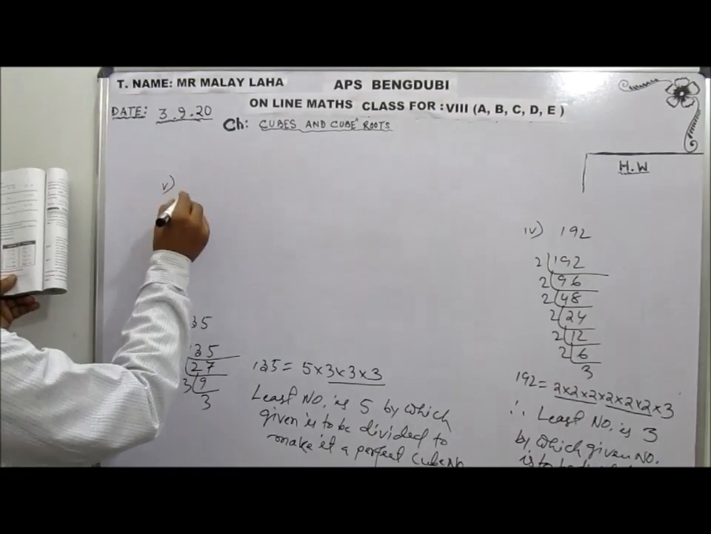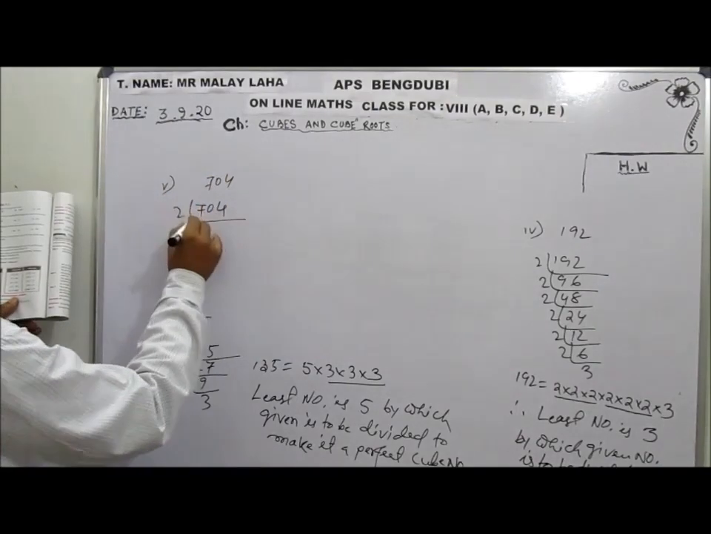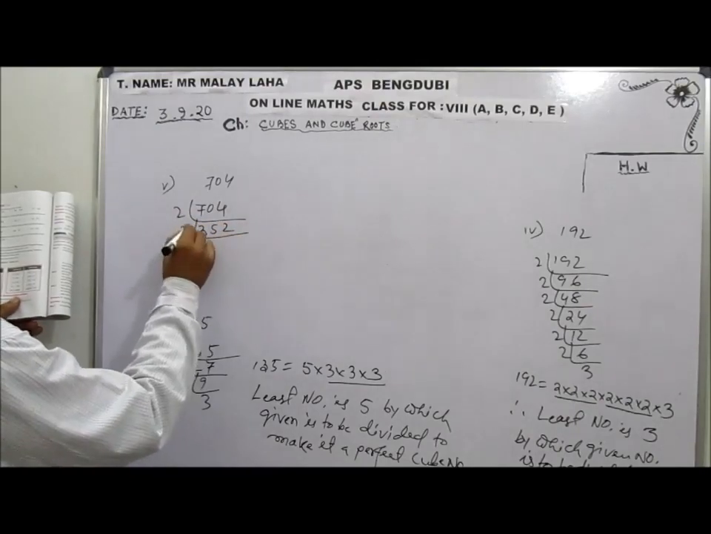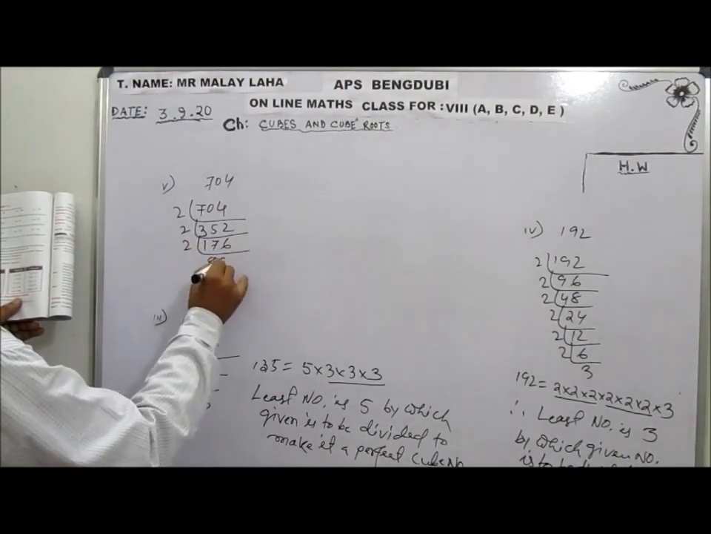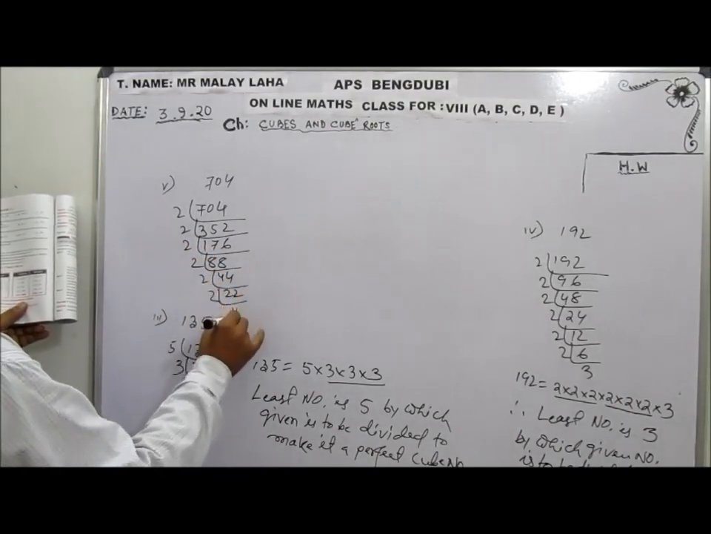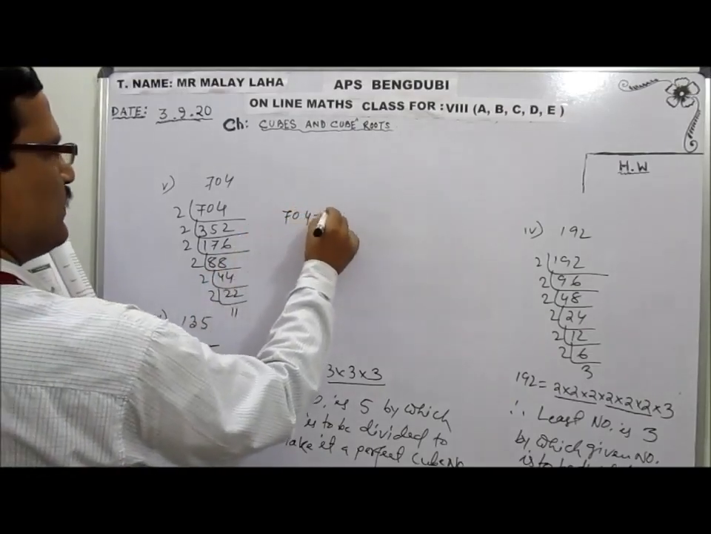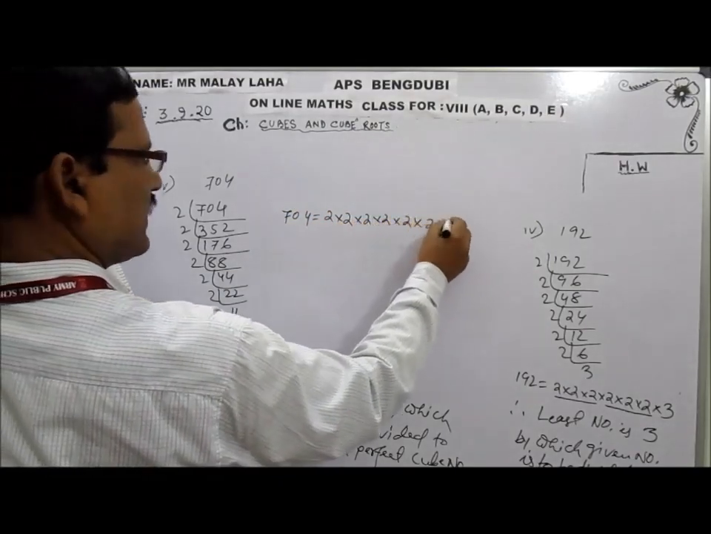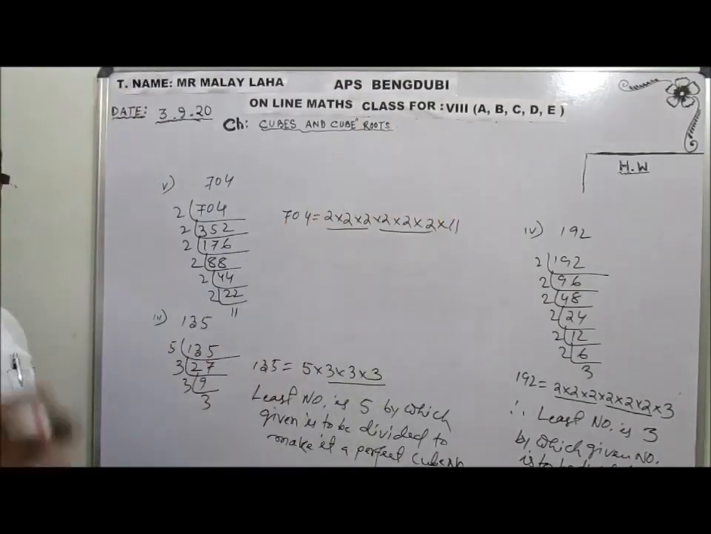Question number 5, the last one, 704. 704 can be written as 2, 352, 2, 176, 2, 88, 2, 44, 2, 22, 11. So 704 can be written as 2 six times into 11. We have groups of these 2s, and 11 is extra. So this 11 we have to remove.